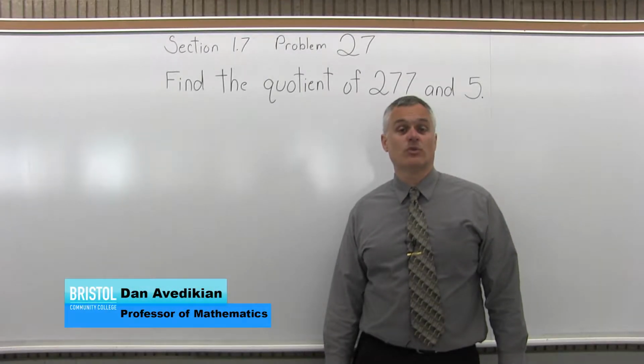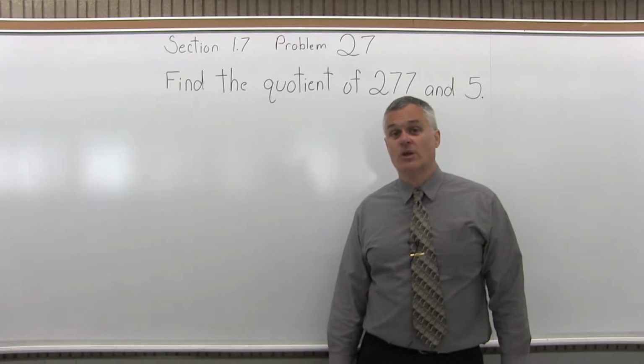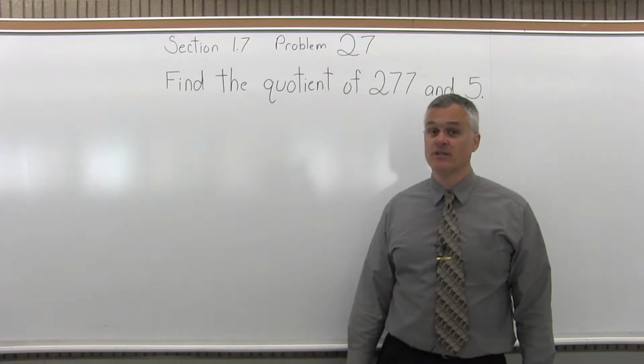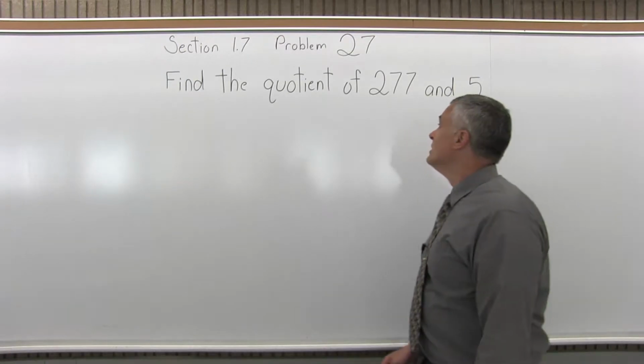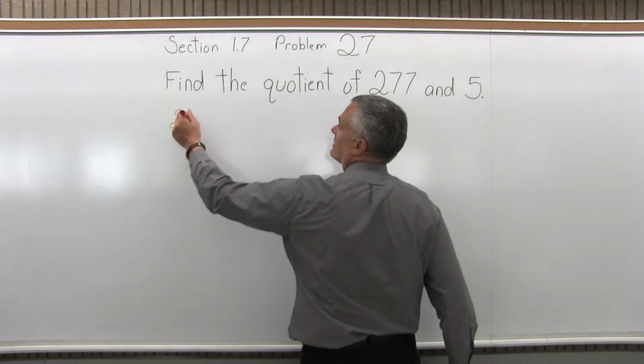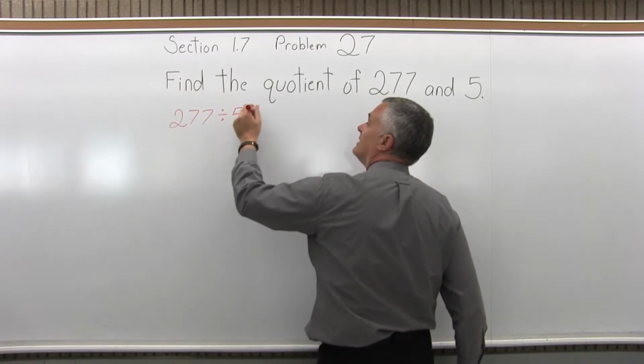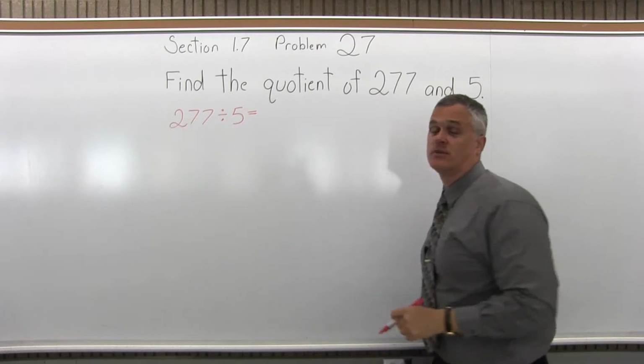This is Section 1.7, Problem 27. It says find the quotient of 277 and 5. So if you have a calculator handy, the way you would want to enter that in your calculator is 277 divided by 5 equals. The calculator will get you the answer right away.